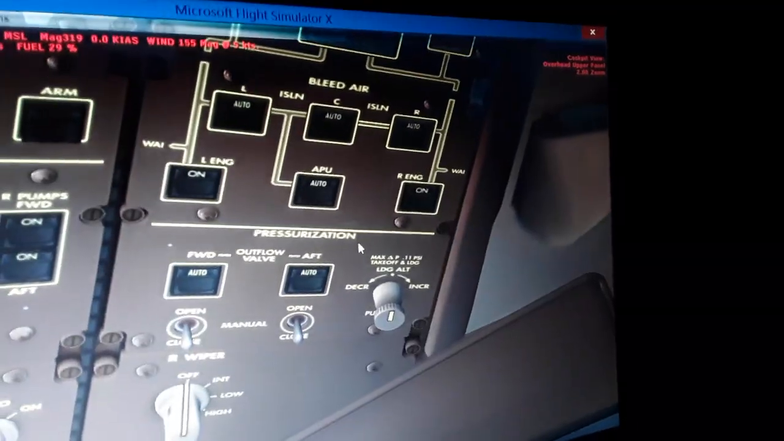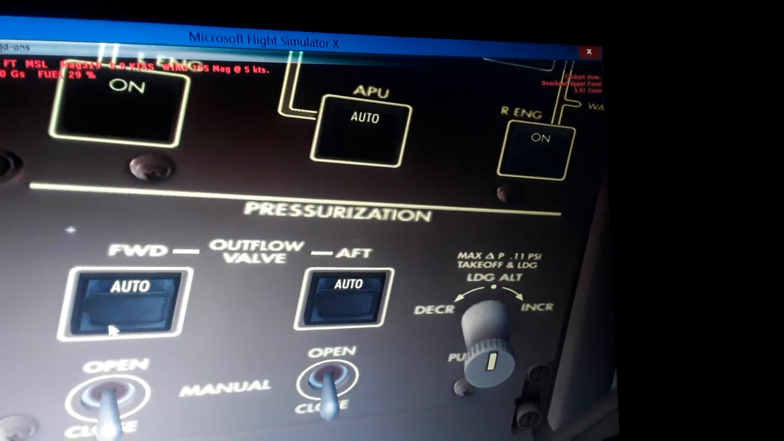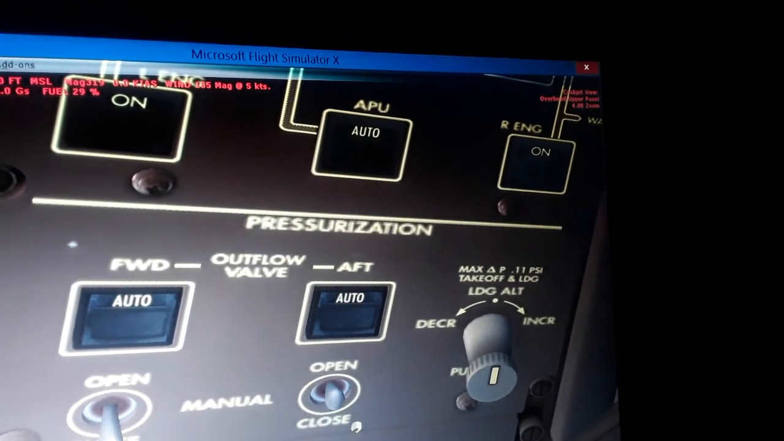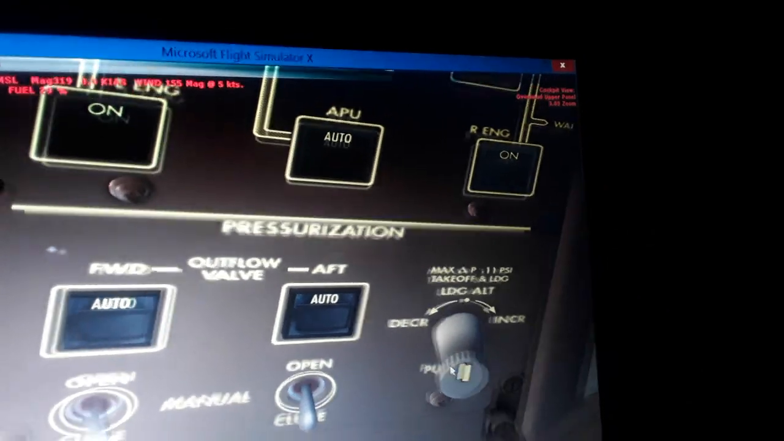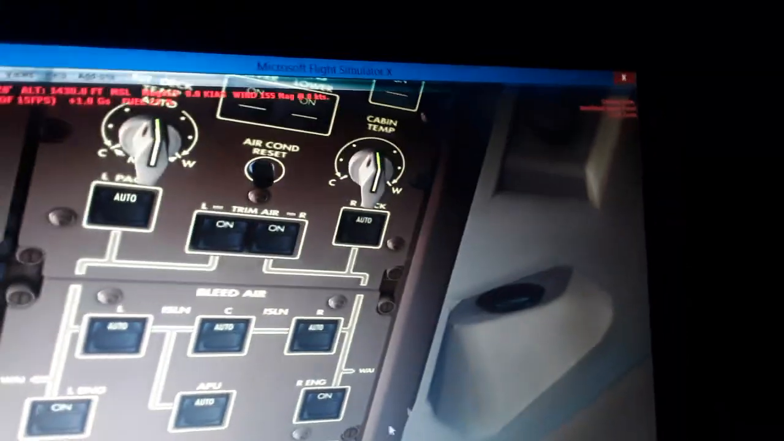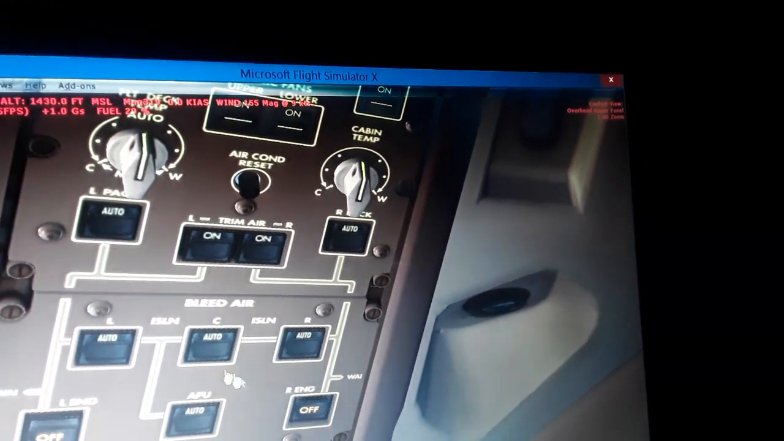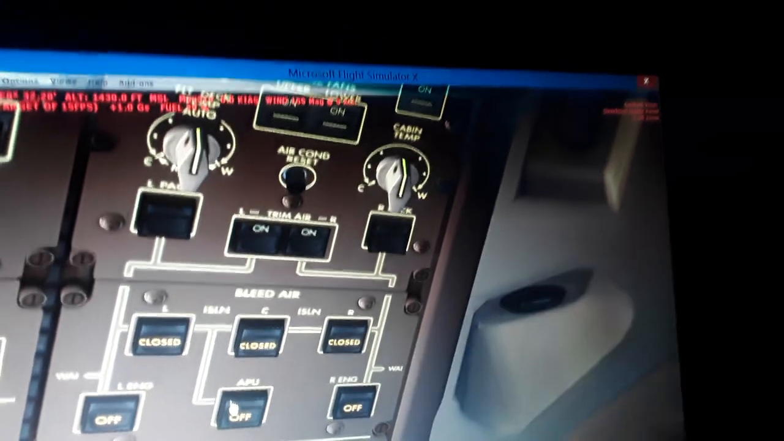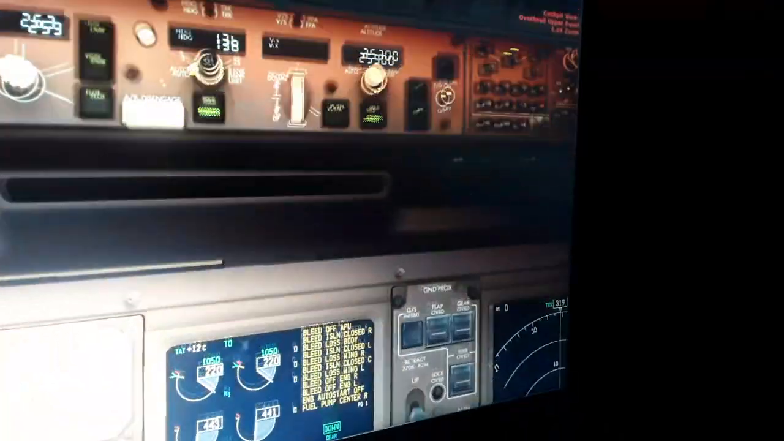You can see the cabin pressurization system, auto or manual. Use the outflow valves, climb and descend and select the landing altitude in the manual mode. Also the bleeder, you can see the left engine, right engine, what happens if we turn off all the bleeder, and also the APU. We need the APU bleeder for starting the engine. So this is the overhead panel in general.